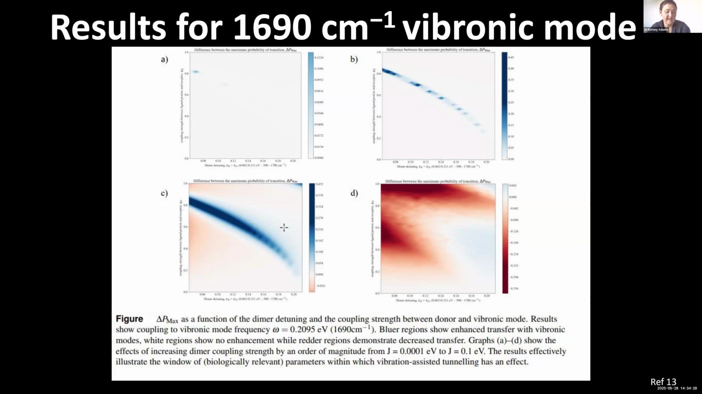For this 690 inverse centimeter mode, the results are as follows. Figures A, B, C, and D represent different coupling strengths between the donor and acceptor level. So that's J, from weakly coupled to strongly coupled.